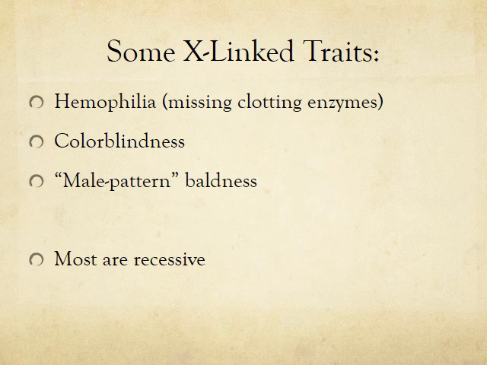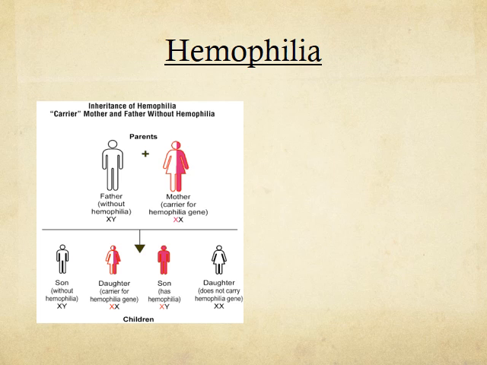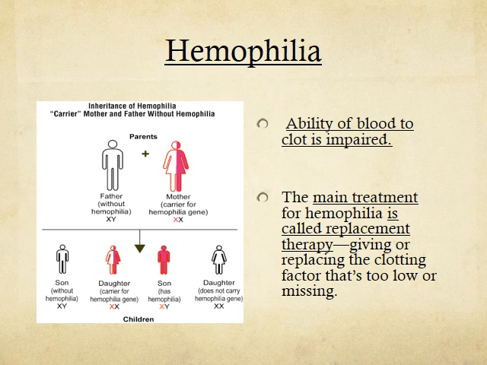Now, most of these are recessive, meaning that to have it, in females you would need both X chromosomes to have it, or you would need to get the one recessive trait from the mother. So with hemophilia, like we said before, the ability to clot the blood is impaired, so it's much harder to stop bleeding. The main treatment for hemophilia is basically replacement therapy, where they give you the clotting factor that's missing. So they're trying to balance out the missing clotting factor.